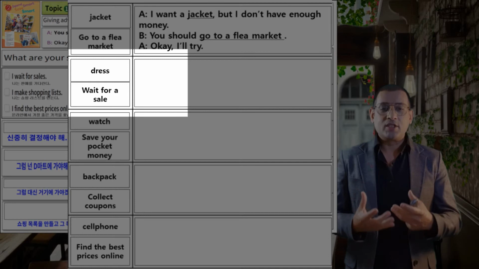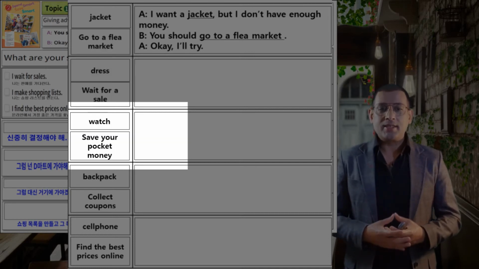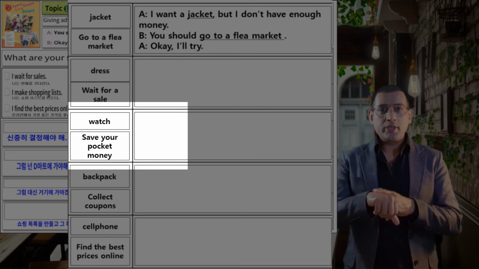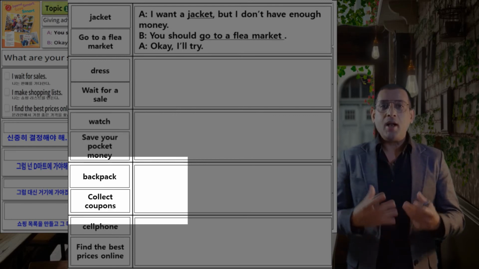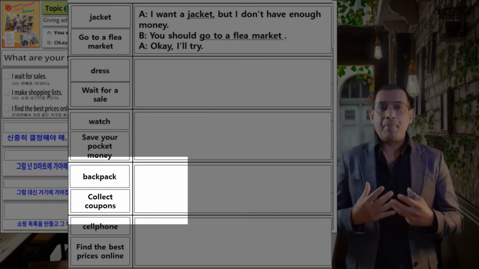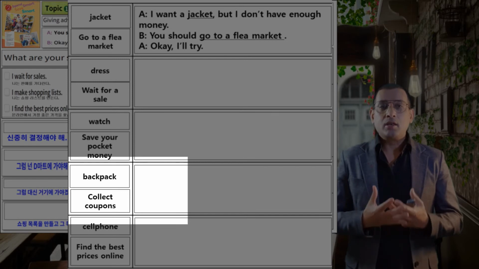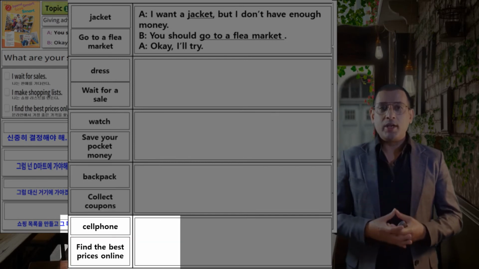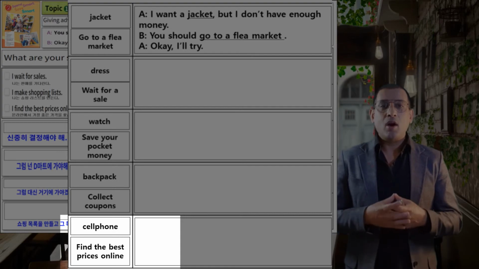Underneath, it says dress, wait for a sale. And under that, it says watch, wristwatch, save your pocket money. And under that, it says backpack, your school backpack, collect coupons. And the last one is cell phone. Find the best prices online.